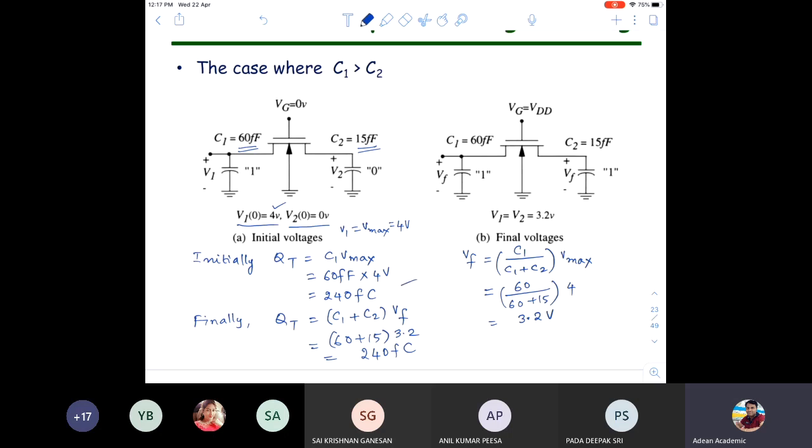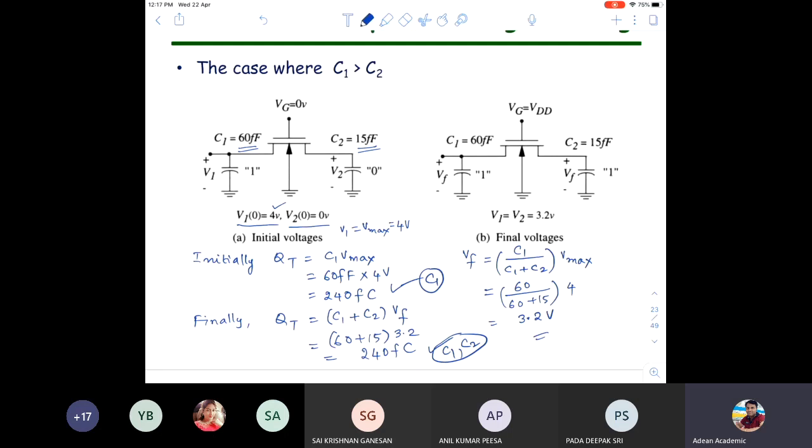That's what we got here, 240 and 240. So this 240 is only existing in the C1 capacitor, and after charge sharing this 240 is shared in both C1 and C2 capacitors. That is the concept of charge sharing.